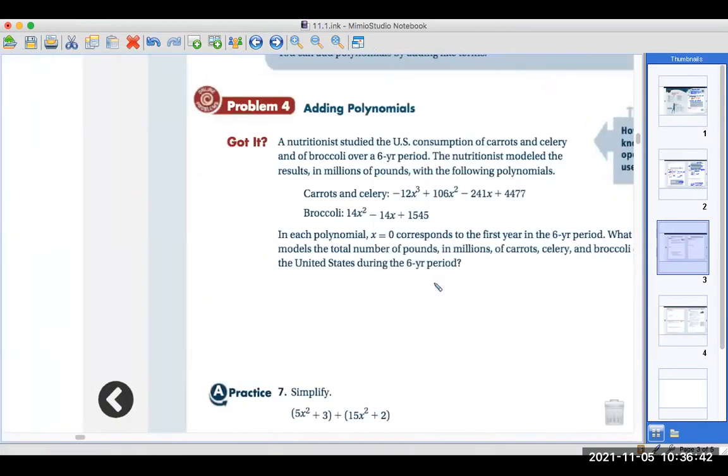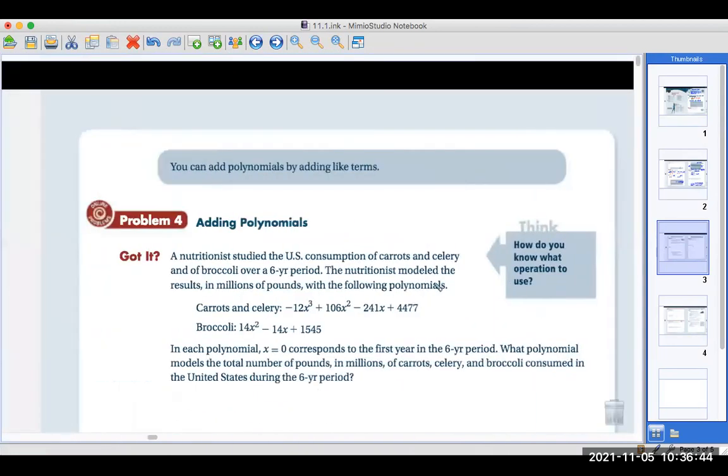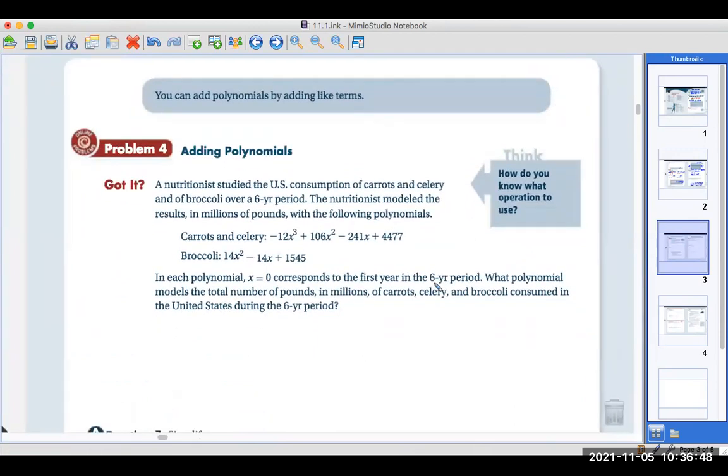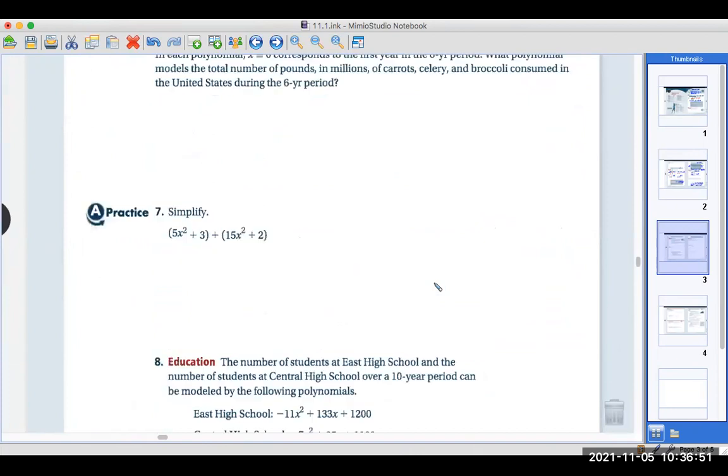642, adding polynomials. Okay, so we're going to do the word problem up here.